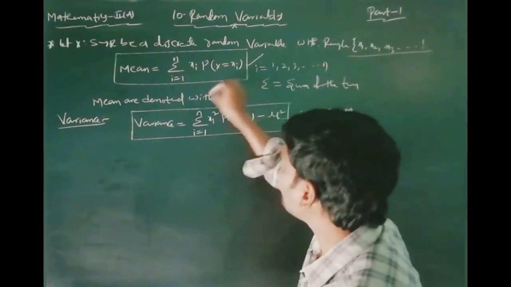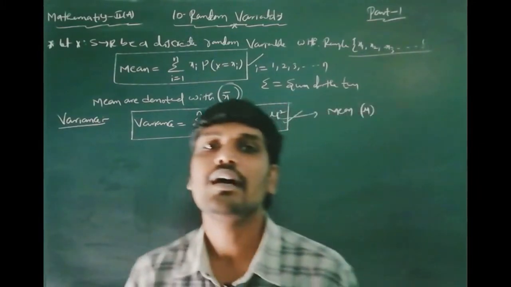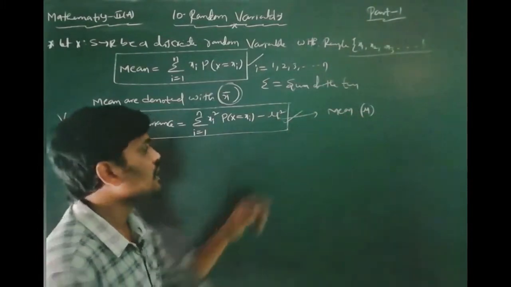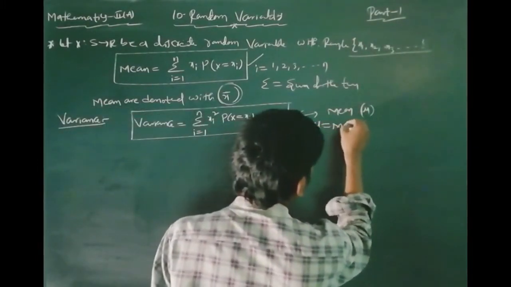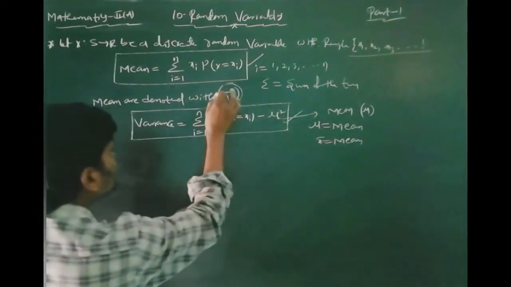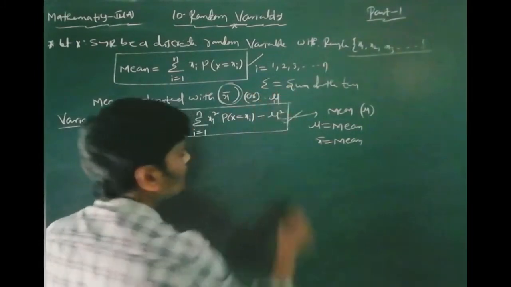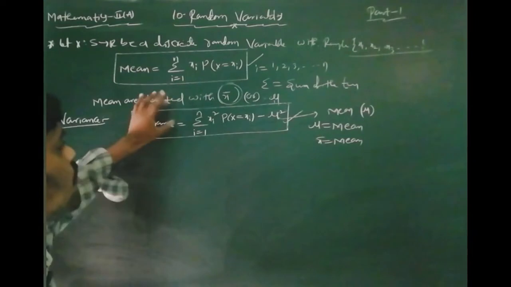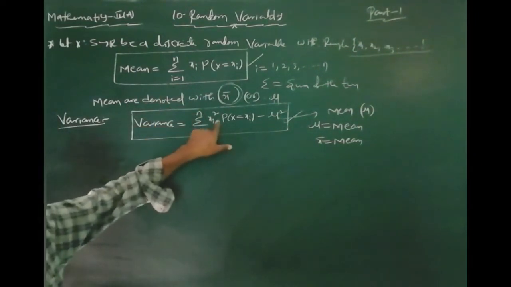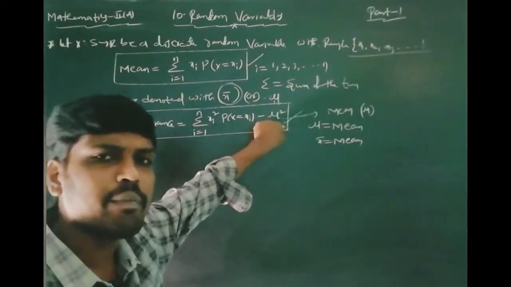Here the mean can be written as x bar, and also be noted with mu. X bar and mu are both similar. Sometimes you can write mu, that is the mean. You can write any one; that is the symbol of the mean. This is the variance formula: summation of i equal to 1 to n, xi minus mean whole square into P of X equal to xi. You can write mean whole square, that is correct.